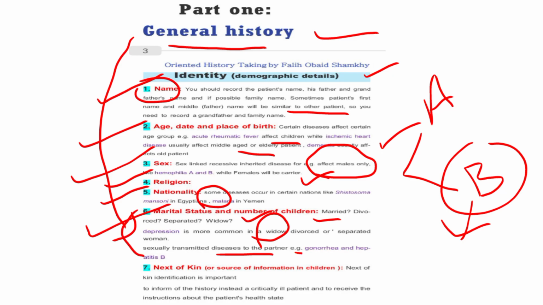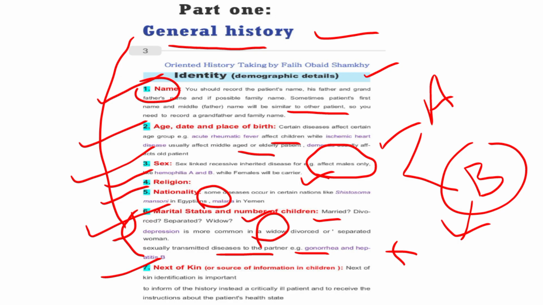Gonorrhea and hepatitis B. What is gonorrhea? It is a sexually transmitted disease caused by bacteria. What is hepatitis B? It is the inflammation of the liver. It also spreads from person to person, so these things are very important to ask.